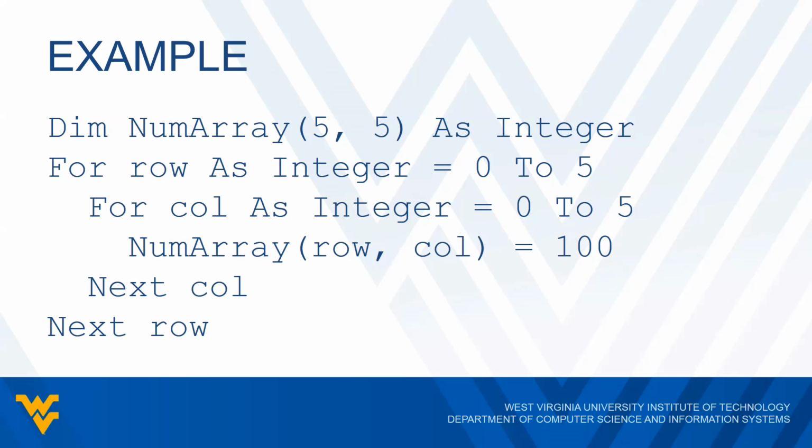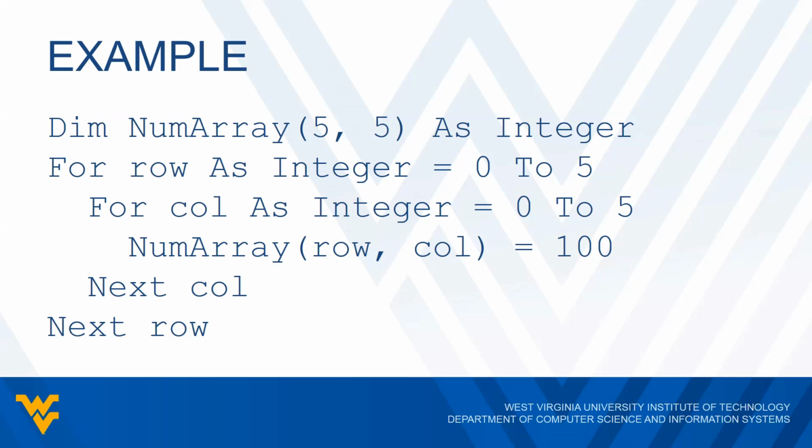Here is another example of where we can access individual elements of a two-dimensional array. In this case, we're actually going to use what we call a nested for loop. If you're familiar with other programming languages, you should be familiar with a nested for loop, but the idea is we're going to put a for loop inside of another for loop.